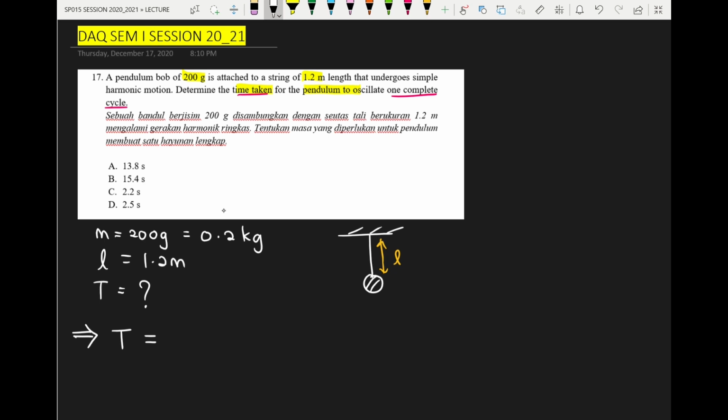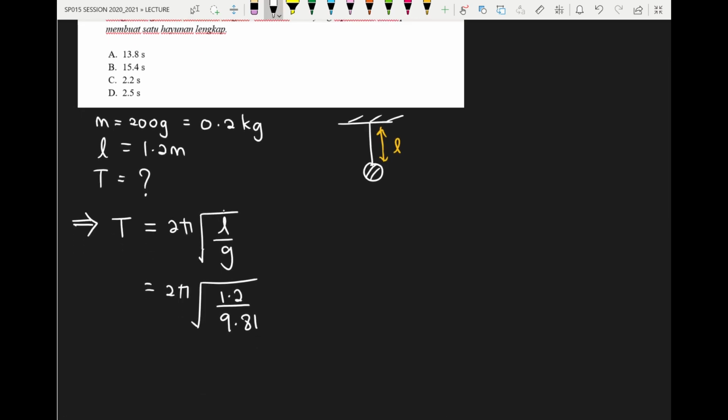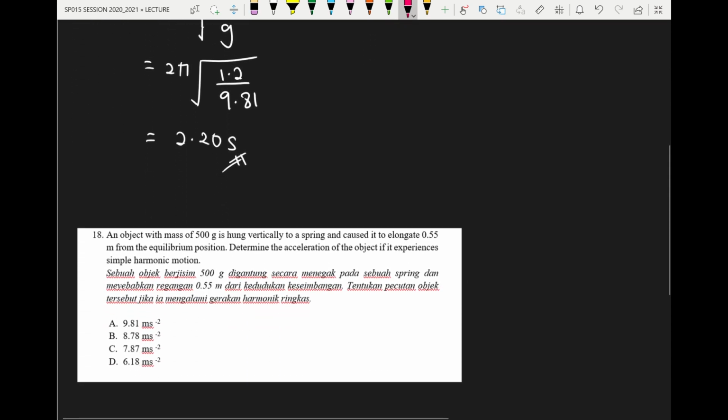Okay, so the equation is T equals to 2 pi times the square root of length over gravitational acceleration. Okay, then just substitute all the values. Okay, so 2 pi times the square root of 1.2 meters, and your g, it is a standard value. Okay, the constant value 9.81 meter per second square. Okay, so just use your scientific calculator. Okay, so then you can get the answer is 2.20 seconds. Okay, so the answer is C. Okay, simple, right? Okay, now look at question 18.